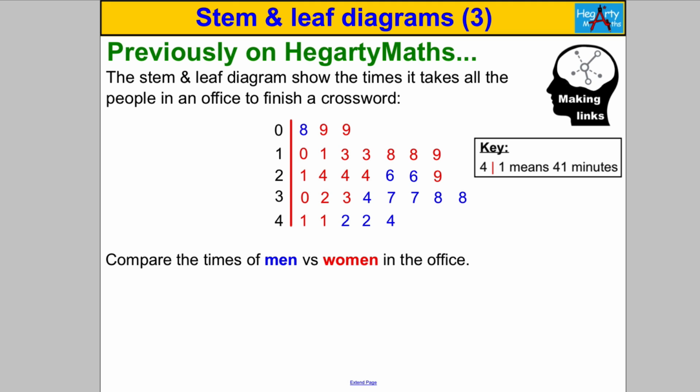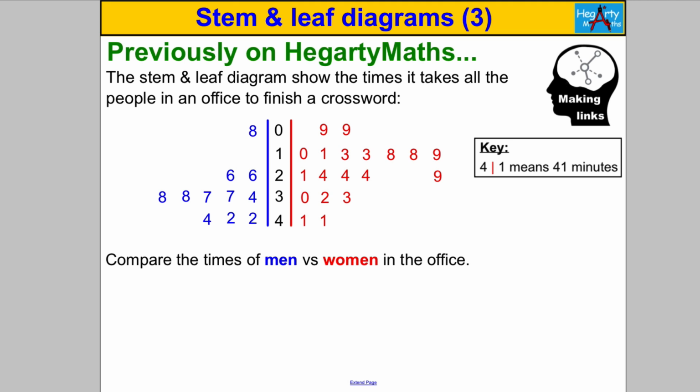You would draw another line to the other side of your stem, to the left of your stem. You would take all, let's say, the men's data items and put them to the left of that stem, and then you would just tidy up the right hand side so they're all in nice columns like that. Now that's called a back-to-back stem and leaf diagram. So that's back to back, and it just makes it easy to compare the times of men and women.